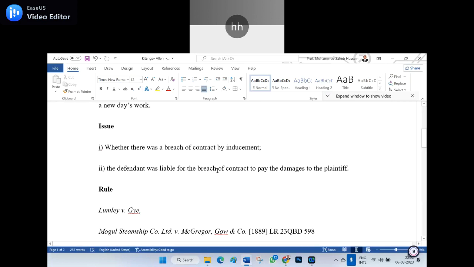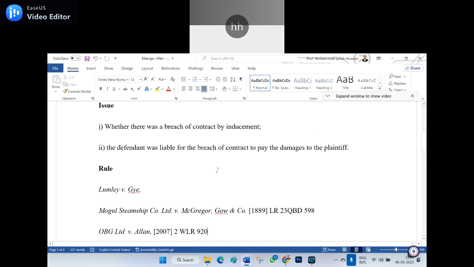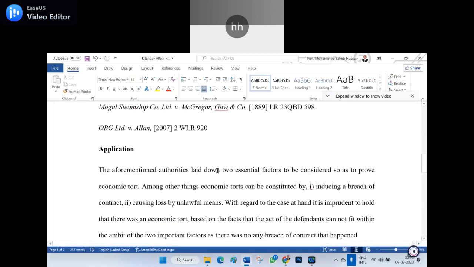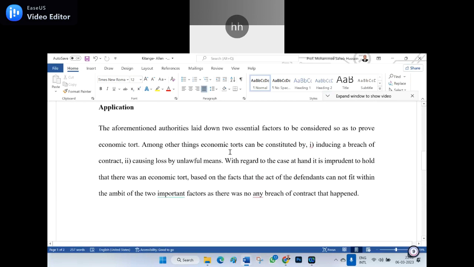But here you wrote, yes, Lumley versus Gye case law, Mogul Steamship Company Limited case law, OBG Limited versus Allan case law, and Rookes versus Barnard case law. Let us presume also Nicholls versus Marsland case law, and all these should appear here in the body. Is it clear? Application body, in application, under the application side heading. Application is nothing but policies.